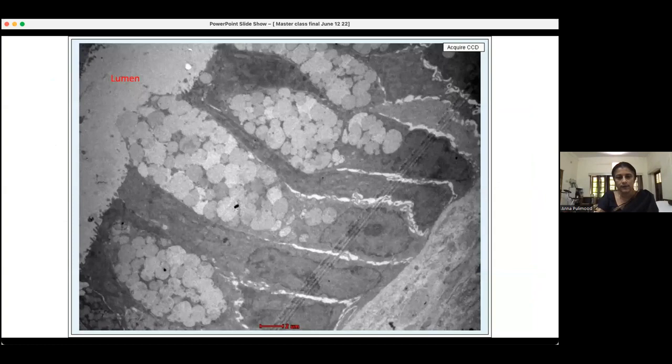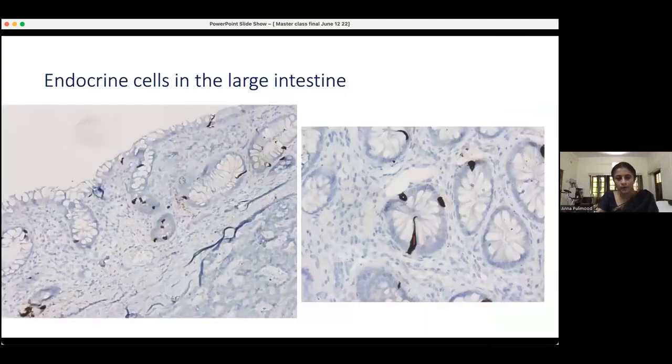So this is an electron microscopic view of the crypt epithelium. And you see the goblet cell full of mucin droplets. You see the columnar cell here that doesn't have any large mucin droplets. And then you have the endocrine cells. So normally there are very few endocrine cells and you can't make them out on an H&E section.